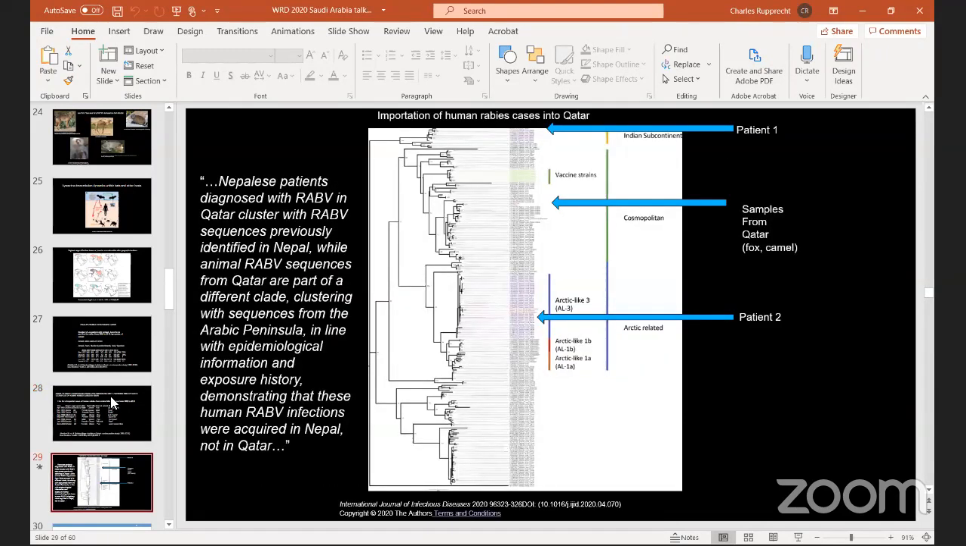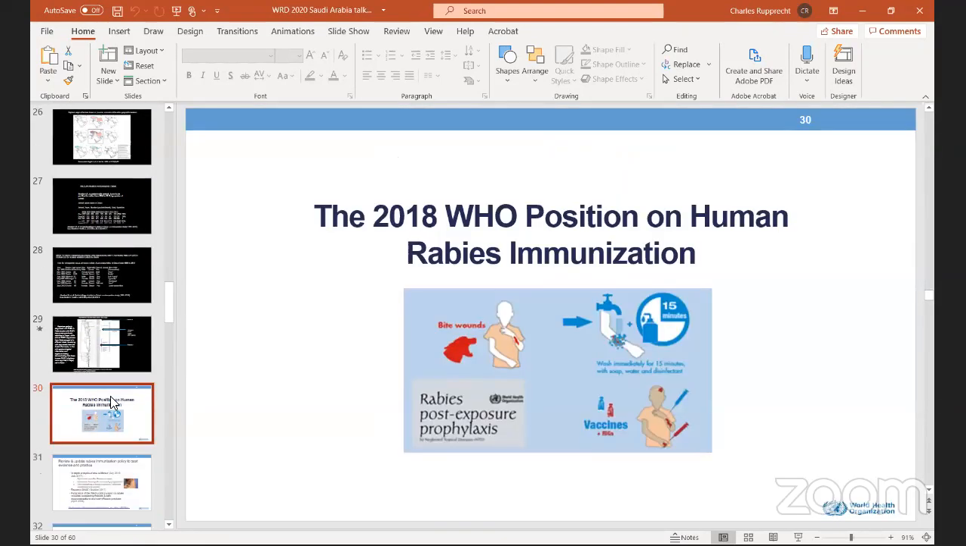In addition, even in places where we don't think there is much rabies, we can still have transboundary or imported cases, as was demonstrated in this recent study from Qatar. Some patients that were exposed in Nepal were then diagnosed with rabies, and from differentiating the samples that are normally found either in wild animals or domestic species, it was demonstrated that they were able to base these lineages with the common viruses that are found in the Indian subcontinent rather than in the Middle East region. So we've talked about etiology, pathobiology, diagnostics.